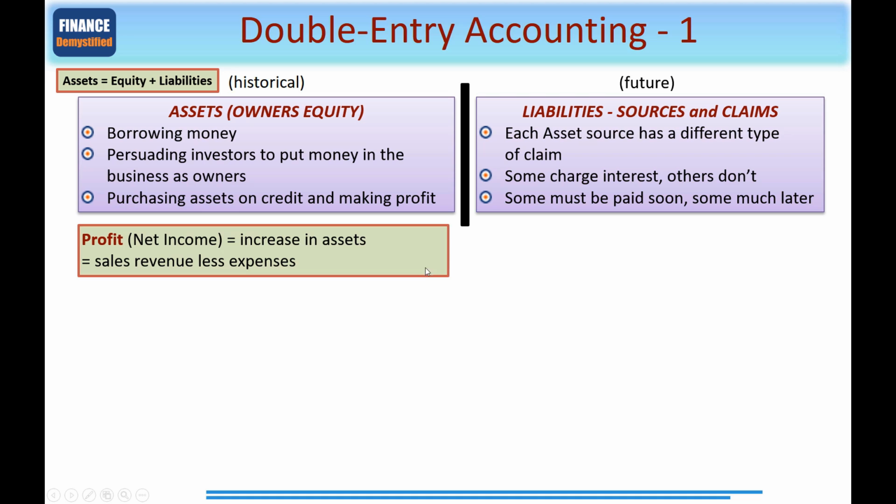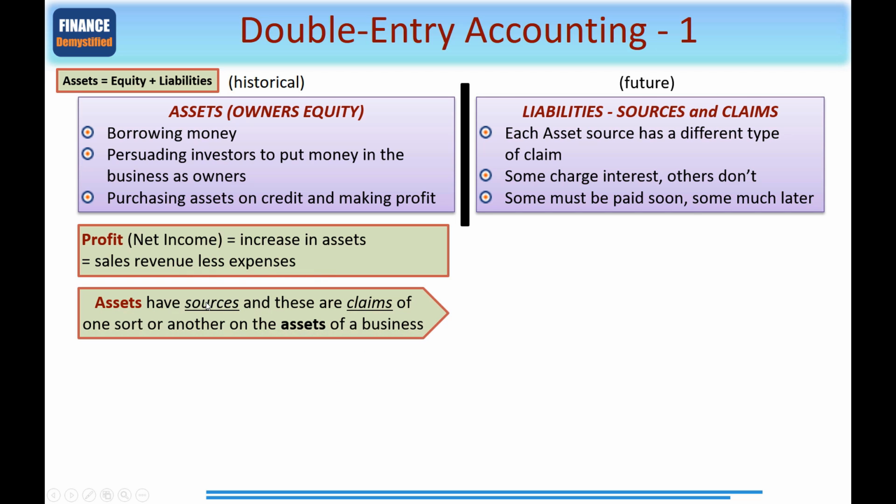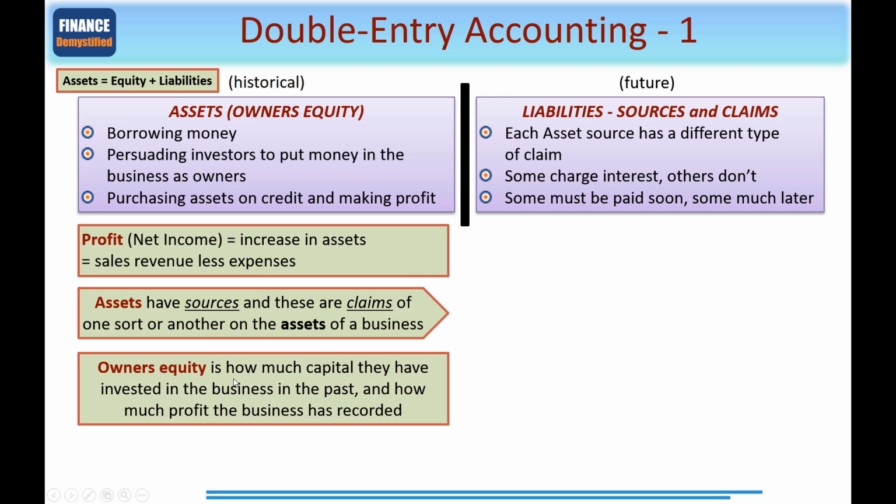So let's start with profit then. Profit, known as net income. Profit can occur where you have an increase in assets. It can also occur when you receive sales revenue, less expenses of course. Now assets have sources, and these also are claims of one sort or another on the assets of a business. I've just mentioned some of the sources up here. Owner's equity. This is how much capital they, the owners, have invested in the business in the past and how much profit the business has recorded.